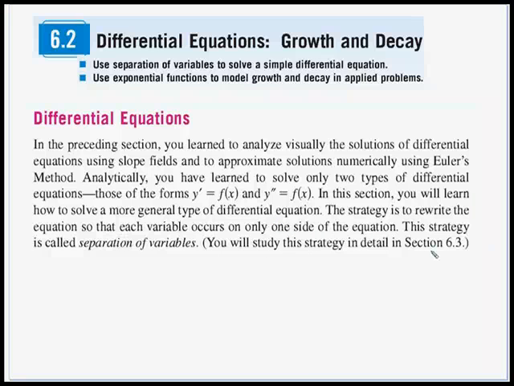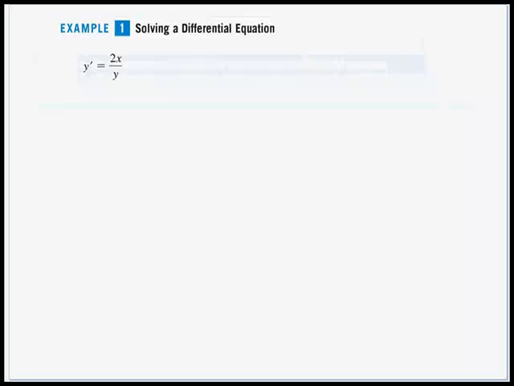The strategy is to rewrite the equation so that each variable occurs only on one side of the equation. Separate your x's and your y's. This strategy is called separation of variables. We're going to get deeper into detail in this strategy in the next section, 6.3. But first let's check out example 1.